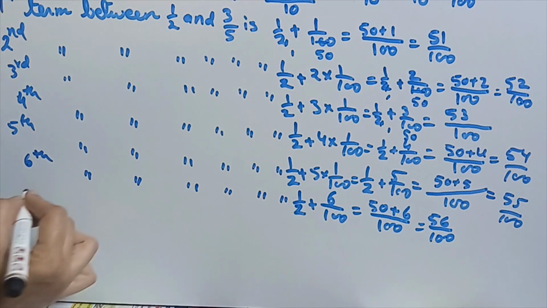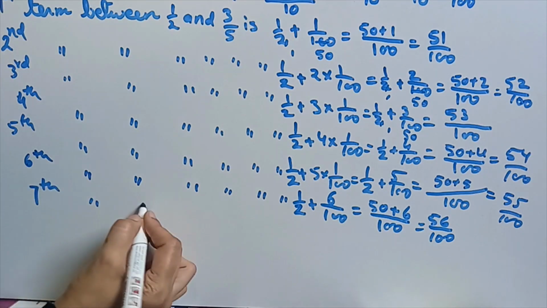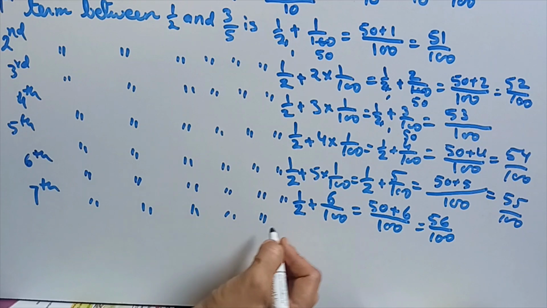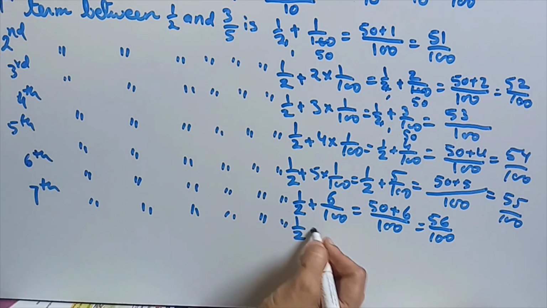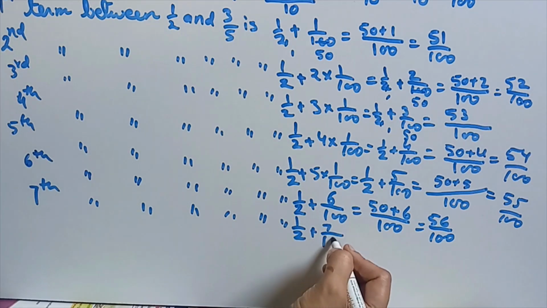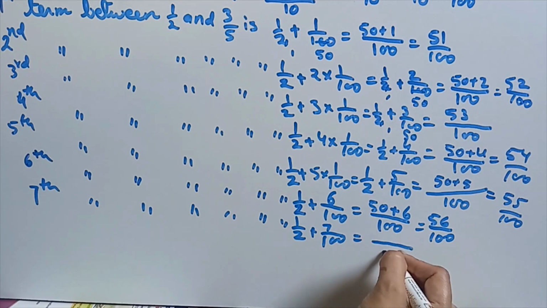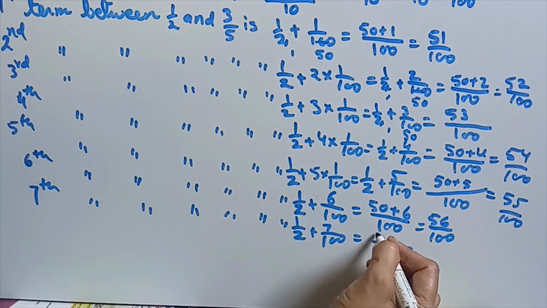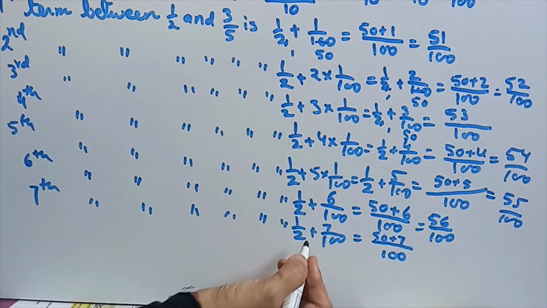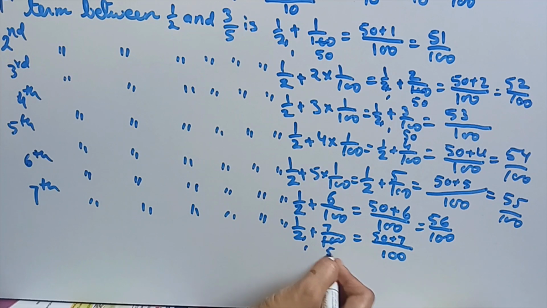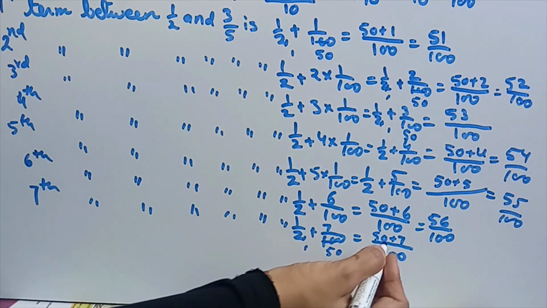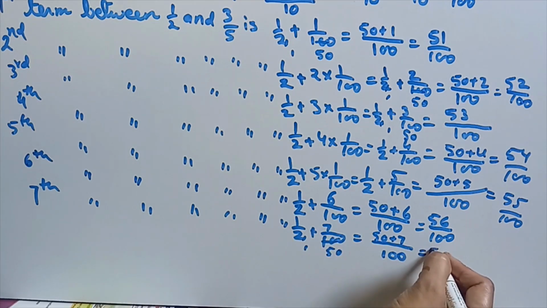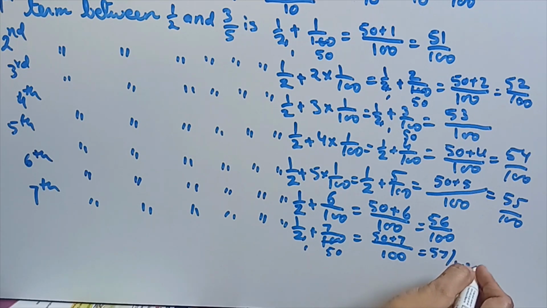Now seventh term between 1 by 2 and 3 by 5 is 1 by 2 plus 7 by 100. So this 100 again comes in the denominator, and this is 50 plus 7. I am using same method. 2 1s are 2, 2 5s are 10, 0. That is why this is 50. 50 plus 7 is 57 by 100. This is the 7th term.